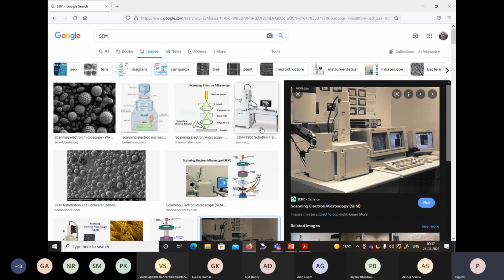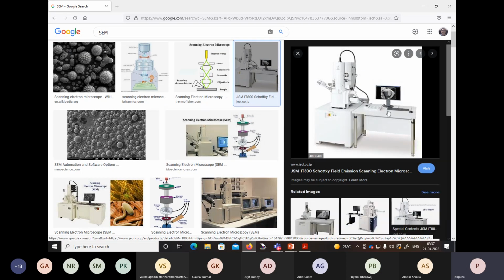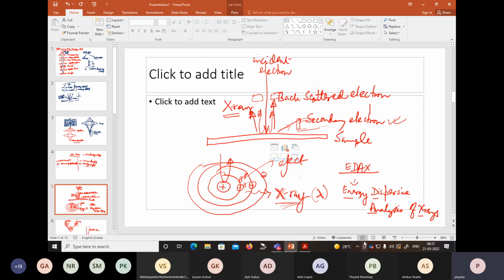So yeah, this is how this SEM machine looks like. What else? So what we are discussing is how we are getting those images.